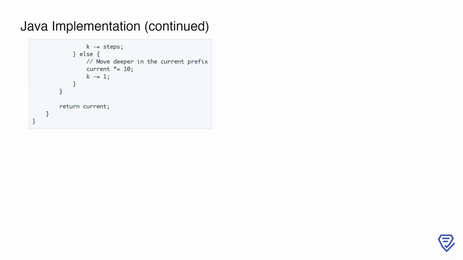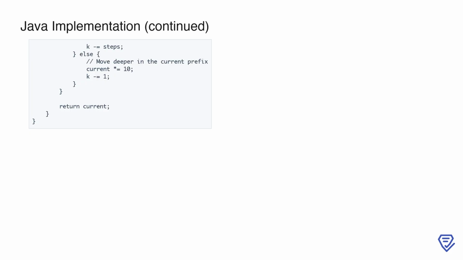proceed. If the steps from the current prefix are less than or equal to k, it means the kth smallest number is not within this prefix, so we move to the next prefix by incrementing current and reducing k by the number of steps. On the other hand, if the steps are greater than k, it means the kth smallest number lies deeper within this prefix.